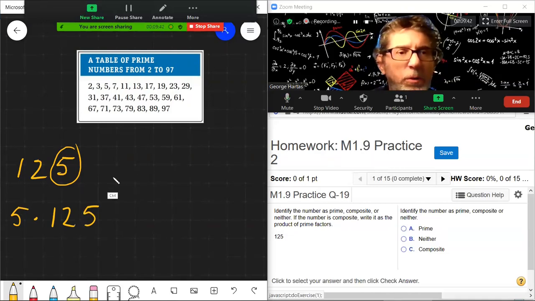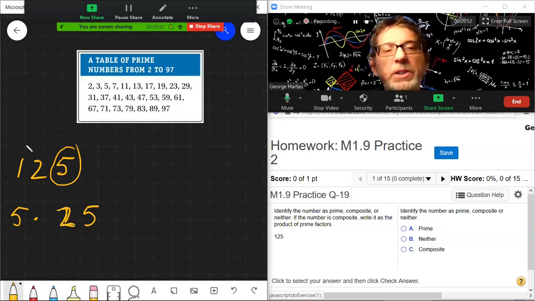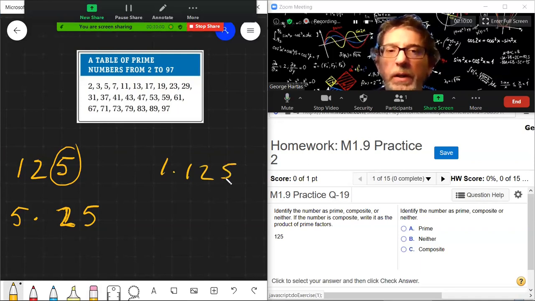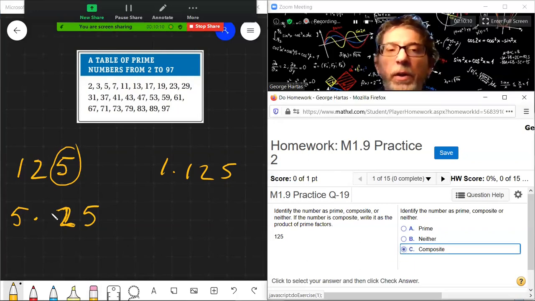Sorry, so that should be 25, right? That should be 25, right there. 5 times 25 is 125. So the fact that we could break this number down into other numbers besides 1 times 125 tells us that this has to be a composite number. Okay, it has to be a composite number, because there are other factors besides 1 times 125. And here it is right here: 5 times 25 is 125.